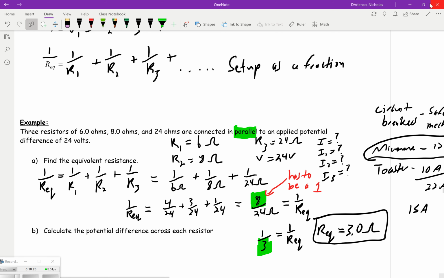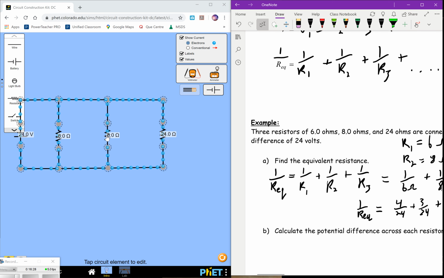And we can't really check that here. We can't measure resistance in here. We could calculate it like we just did using our 3 resistors. But the total comes out to about 3 ohms. Or excuse me, yeah, 3 ohms.